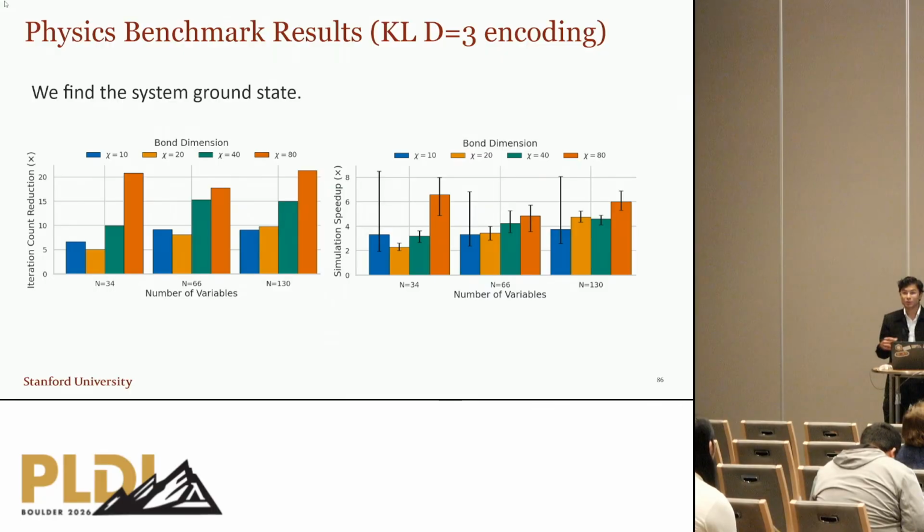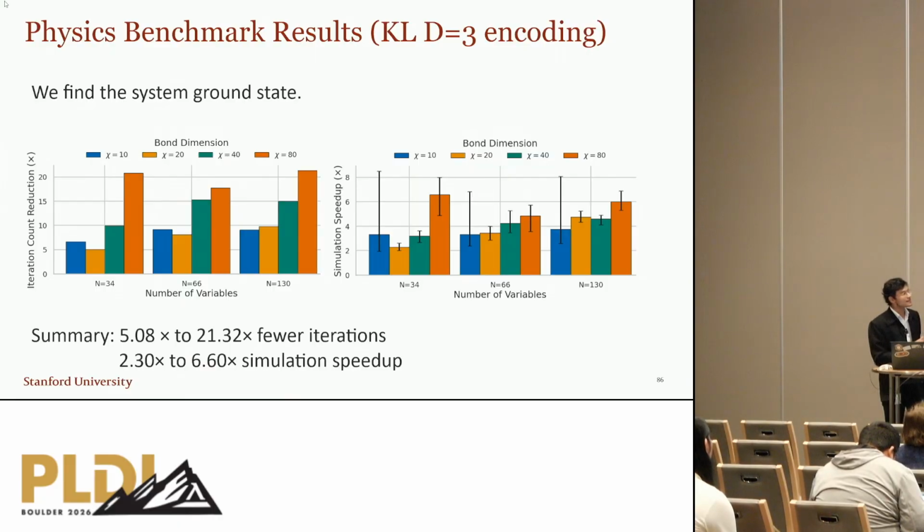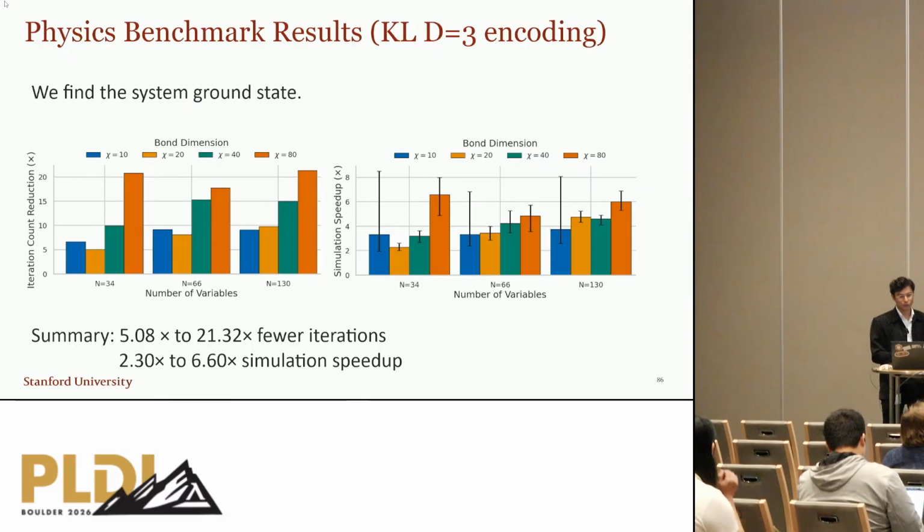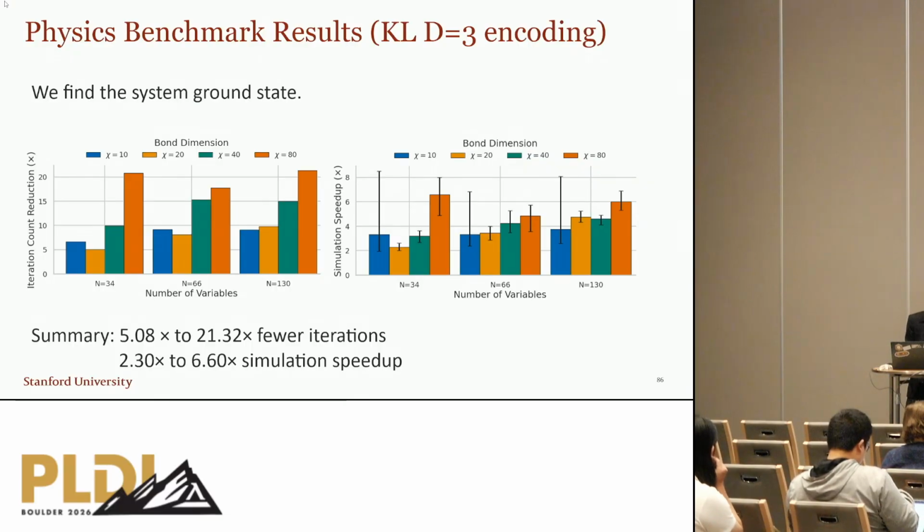Then we tried a D equal to 3 encoding. Note, I told you all these quantum systems can often be evaluated for higher order systems as well. And this is one example where we are increasing the value of D. And overall, again, you see the same trend. Performance improves as you increase n and bond dimension. Here, the number of iterations goes down by around 5.1x to 21.3x. And that results in a simulation speedup of approximately 2.3 to 6.6x.